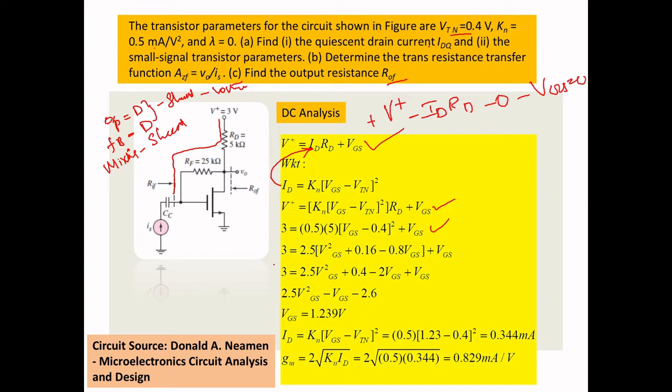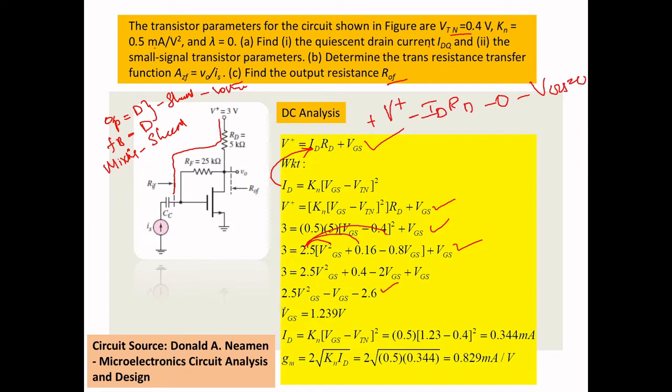Once you expand, you will get 3 equals 2.5 times (VGS square plus 0.16 minus 2AB) plus VGS. Now you multiply all terms with this 2.5, and you get 3 equals 2.5 VGS square plus 0.4 minus 2 VGS plus VGS. When you rearrange the terms, you will get 2.5 VGS square minus VGS minus 2.6.